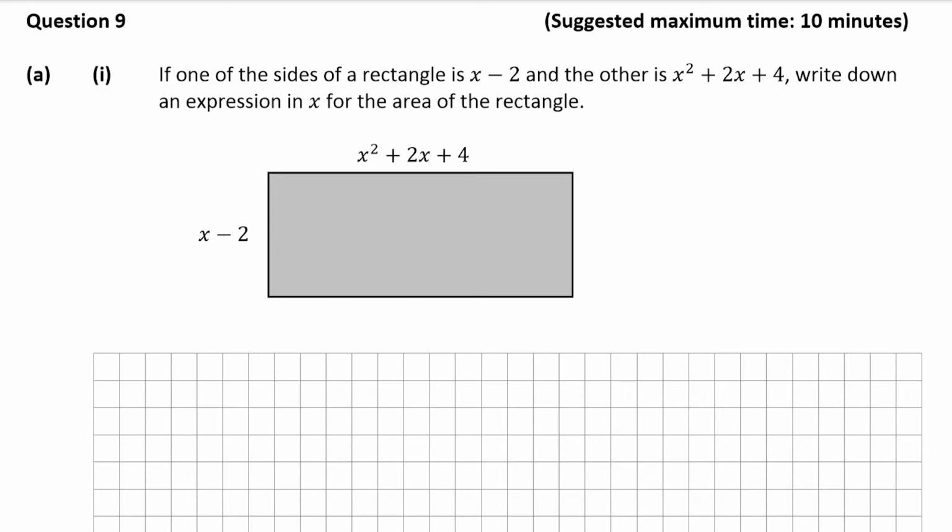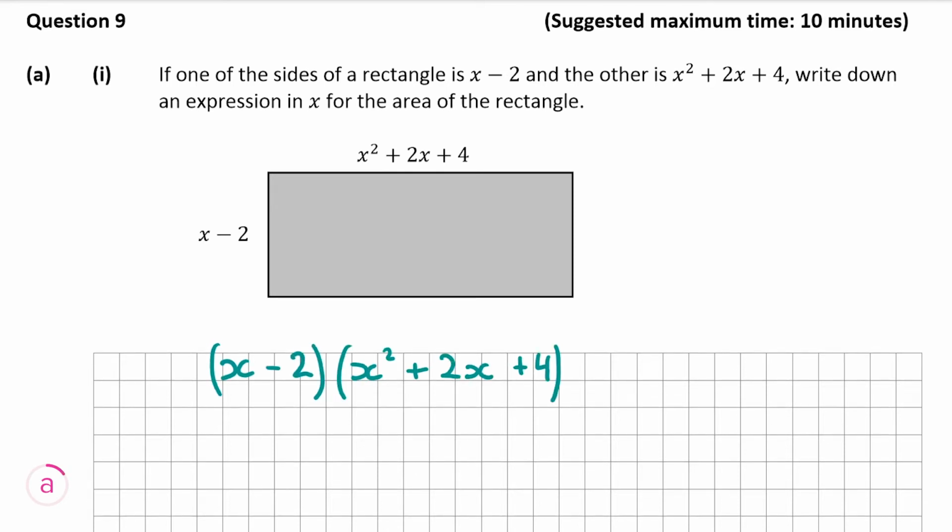This is Matthew and we are going to be looking at question 9, which is a 20-mark question. So question 9a part 1 wants us to write down an expression in x for the area of this rectangle, and we're given the length of both sides. To get the area of a rectangle, we just multiply length by width. So in this case it's going to be x minus 2 times by x squared plus 2x plus 4.